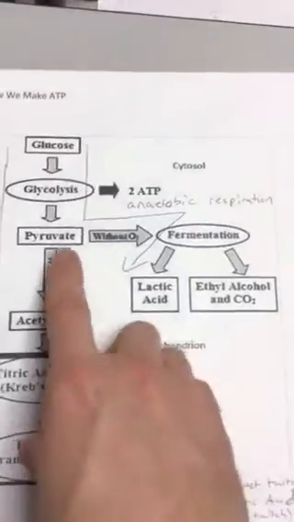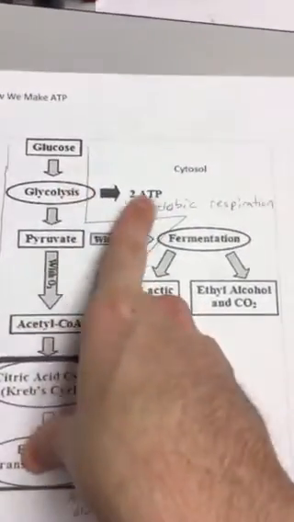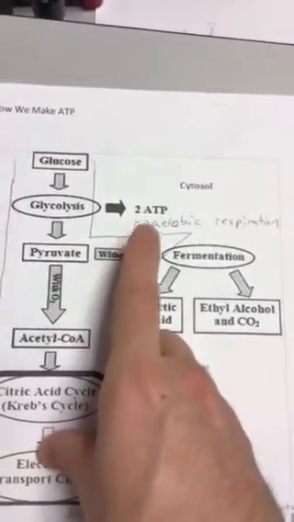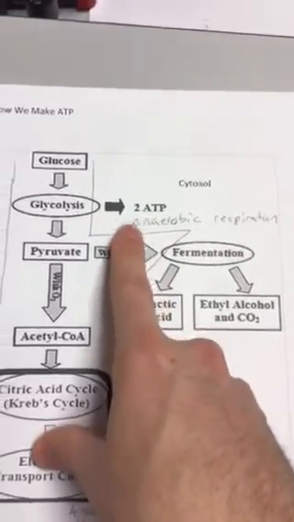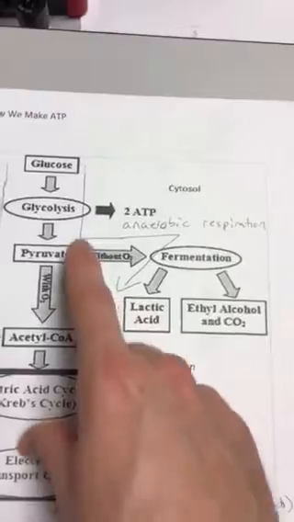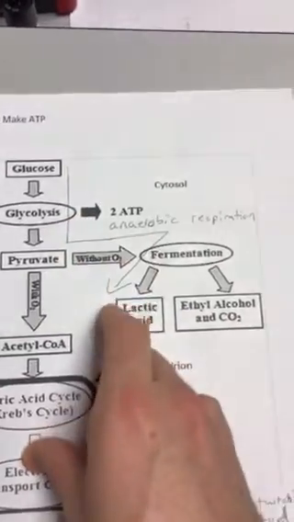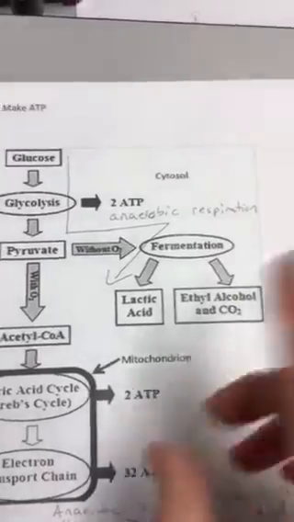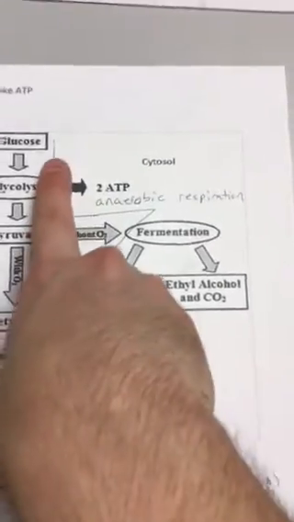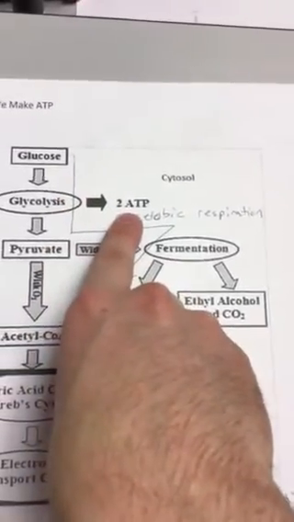Now, for one glucose molecule, we only get 2 ATP out of this process. So this process will not keep you alive. Your brain requires way too much ATP for this to keep you alive. So unfortunately, even though you can do this in your muscles for a long time, your brain simply can't handle it. Now, what's the downside of this? The downside is it's inefficient. 1 glucose molecule, 2 ATP.